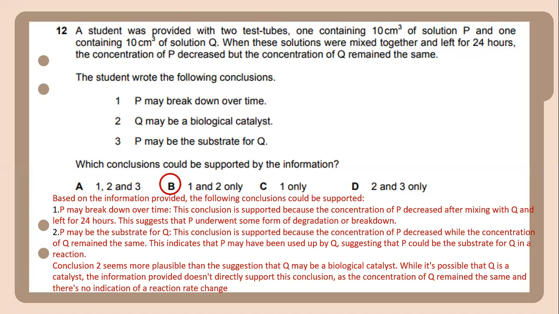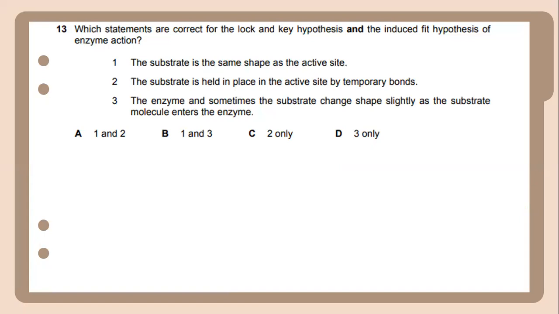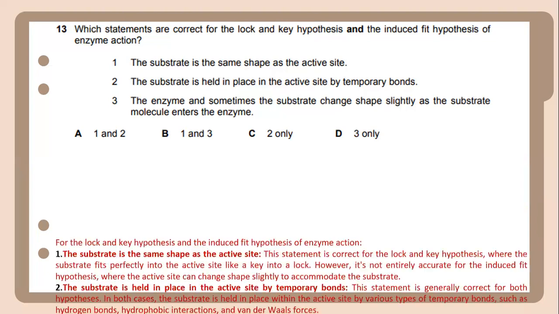The answer will be P may break down over time and Q may be a biological catalyst. Which statements are correct for the lock and key hypothesis and the induced fit hypothesis of enzyme action? First, the substrate is the same shape as the active site. Second, the substrate is held in place in the active site by temporary bonds. And third, the enzyme and sometimes the substrate change shape slightly as the substrate molecule enters the enzyme.